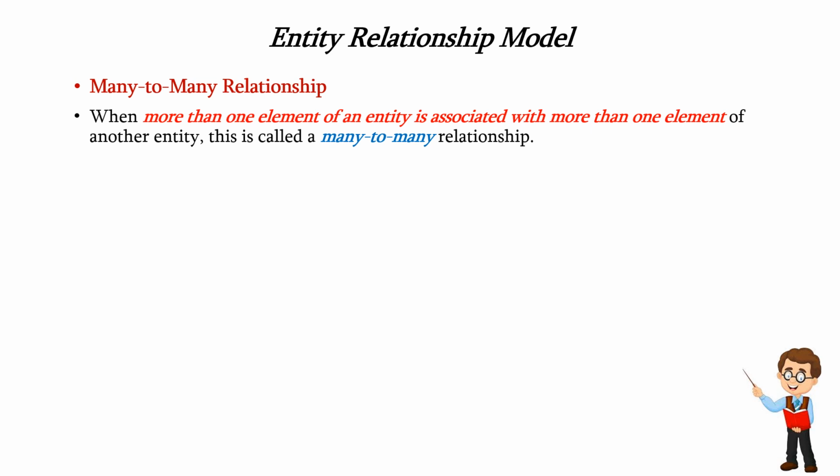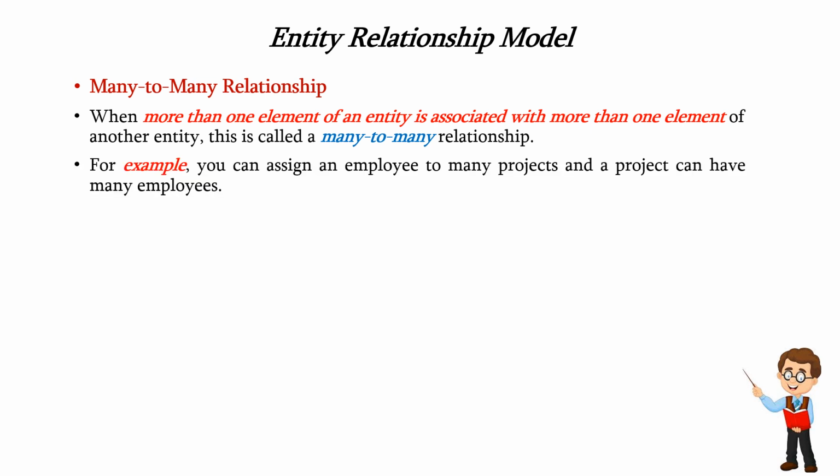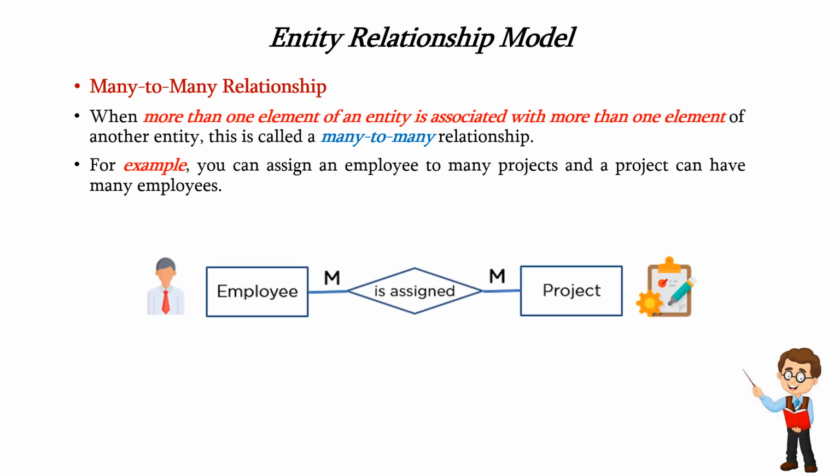Next, many-to-many relationship. When more than one element of an entity is associated with more than one element of another entity, it is called a many-to-many relationship. For example, we can assign an employee to many projects, and a project can have many employees, as illustrated in this diagram. An employee is assigned to many projects, and one project can be assigned to many employees. So that is the concept of many-to-many.